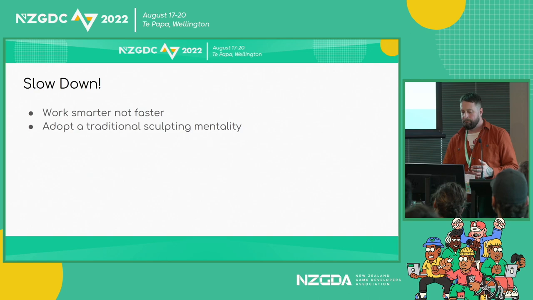Like I've mentioned, adopting a traditional sculpting mentality can really help with this. It can help you slow down. If you want to be a better sculptor, you should really practice practical traditional sculpture as well. Working in a physical medium like clay will help you become more considerate about your work. It'll help you think practically about your design, and it'll force you to slow down and make you consider the forms as you're building them up rather than jumping into detail.